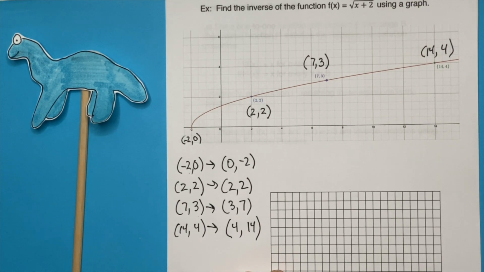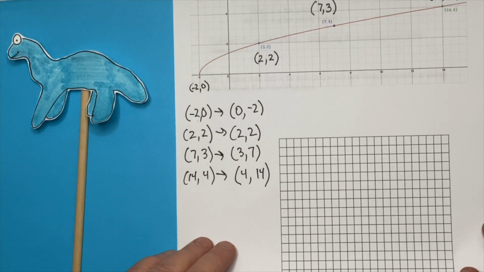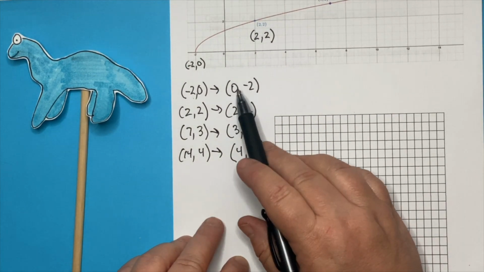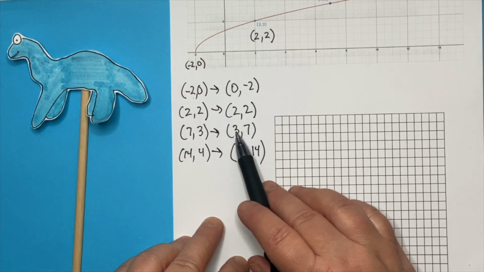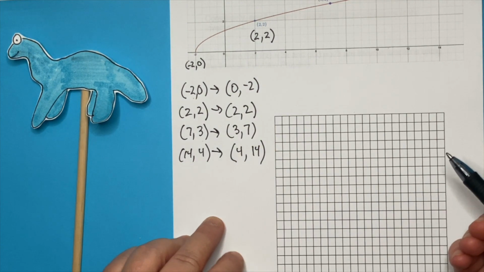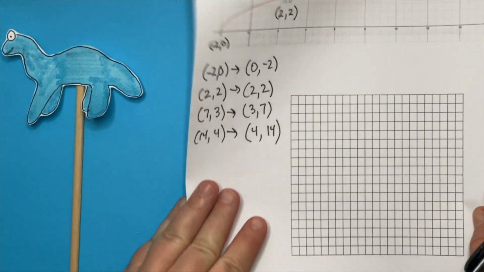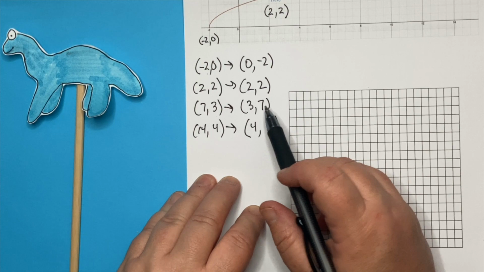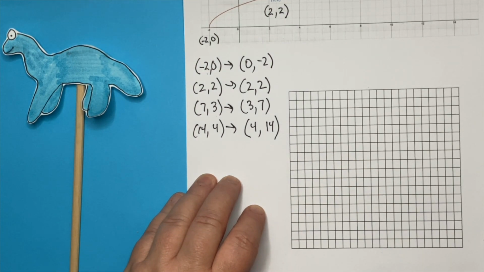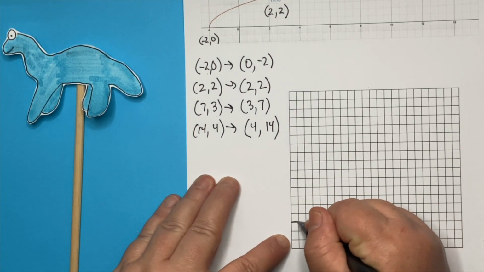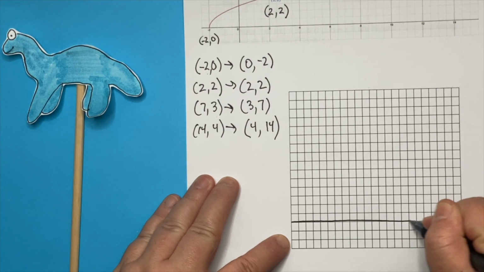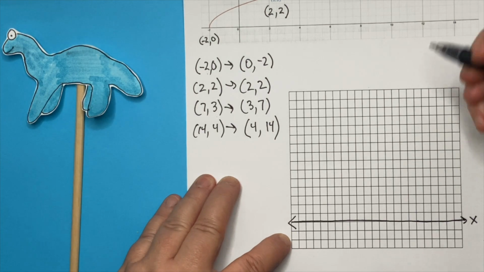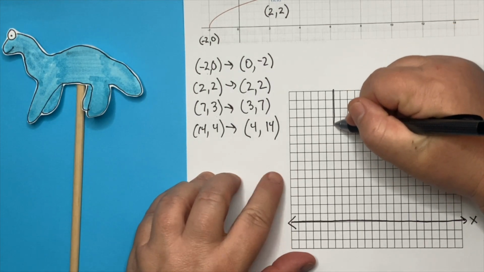So, having done that, let's take a look here. I've got 0, 2, 3, and 4 as my inputs, as my x values, and -2, 2, 7, and 14 as my outputs. So I'm going to put my x-axis right here, and then I'm going to put my y-axis right here.